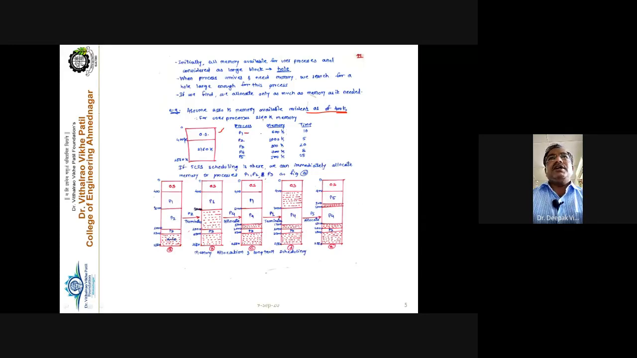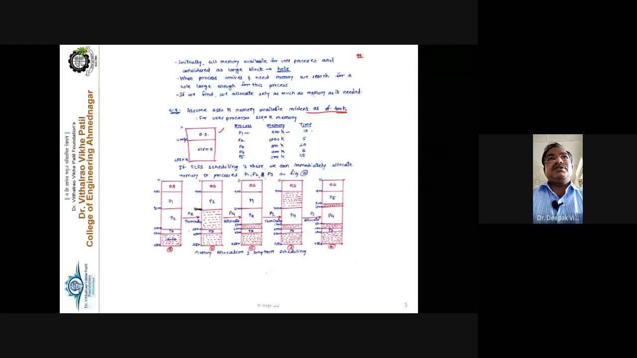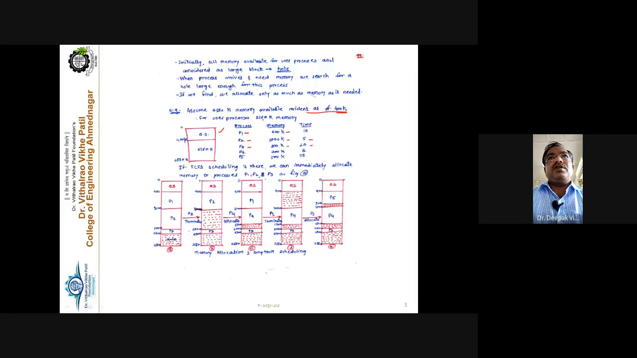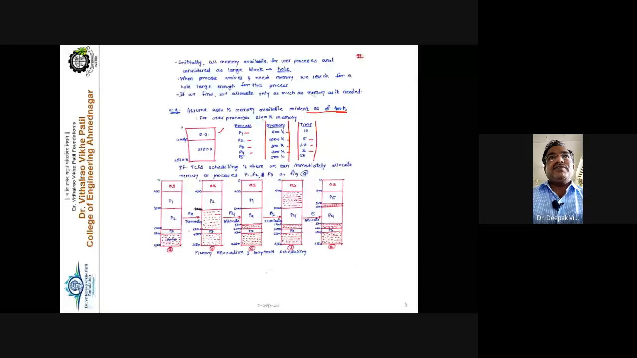Process P1 requires 600 kilobyte of memory and the execution time is 10 milliseconds. Process P2 requires 1000 kilobyte of memory and the execution time is 5 milliseconds. Process P3 requires 300 kilobyte of memory and the execution time required is 20. Process P4 has memory size 700K and the time is 8 milliseconds. This column indicates the execution time. This column indicates the memory required for the complete execution of that particular process, and these are the 5 different processes available in the system.